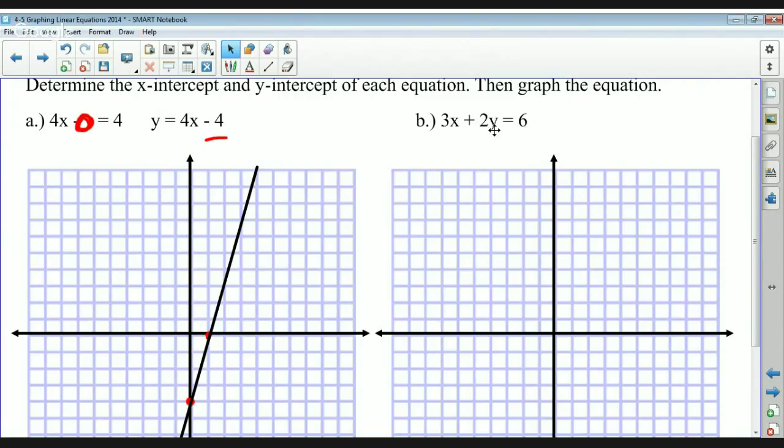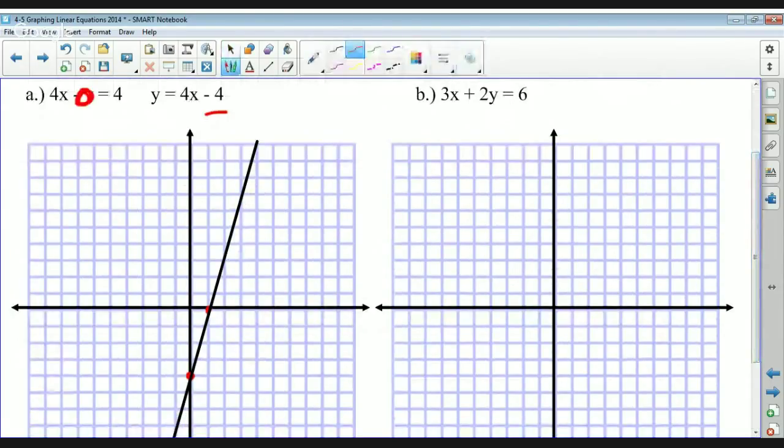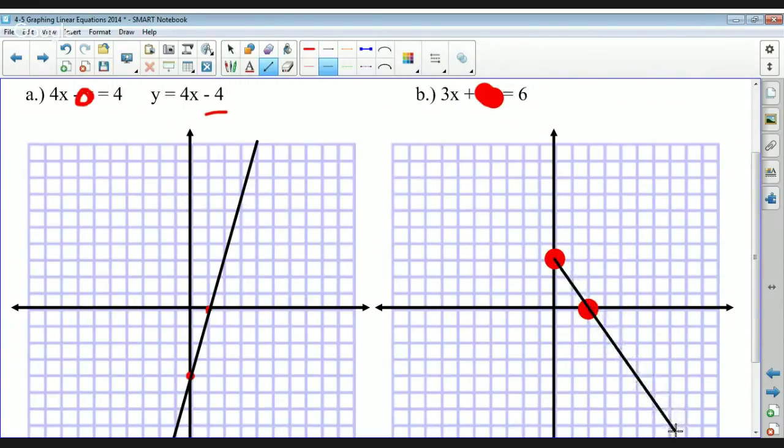Okay, so girls, when you plugged in 0 for x, 2 times what number is 6? And you should have found that to be 3. So I'm going to go up 3. There's a big dot we can all see. Guys, when you plugged in 0 for y, so that gets rid of this, what times 3 is 6? And you should have found that to be 2. So if we can connect these two dots, we can now see exactly what our line would look like.